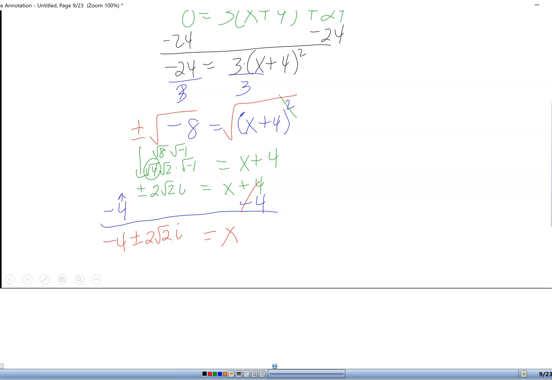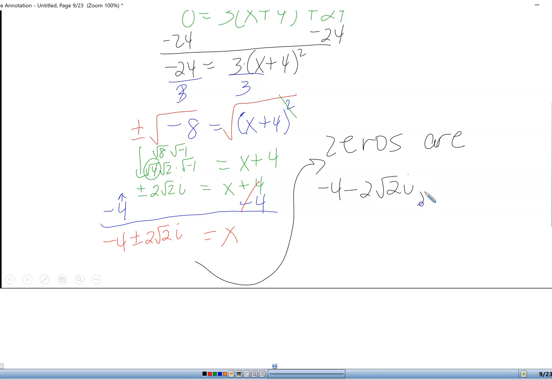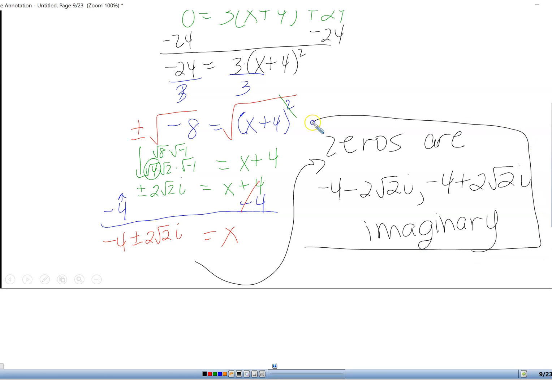So now, in our conclusion, we're going to split them. So our zeros are negative 4 minus 2 root 2i, and negative 4 plus 2 root 2i. And because of the imaginary unit I, they are imaginary. That finishes up this one. All right.